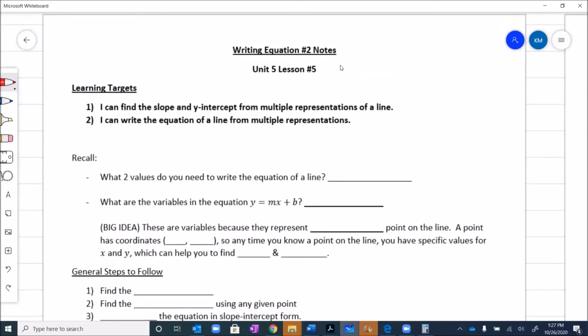Today we're going to look at writing equations notes. At the end of these notes, you should be able to find the slope and y-intercept from multiple representations of a line, and you should be able to write the equation of a line from multiple representations.